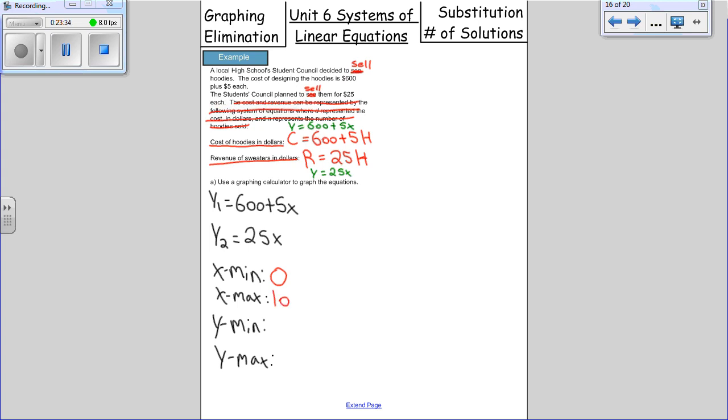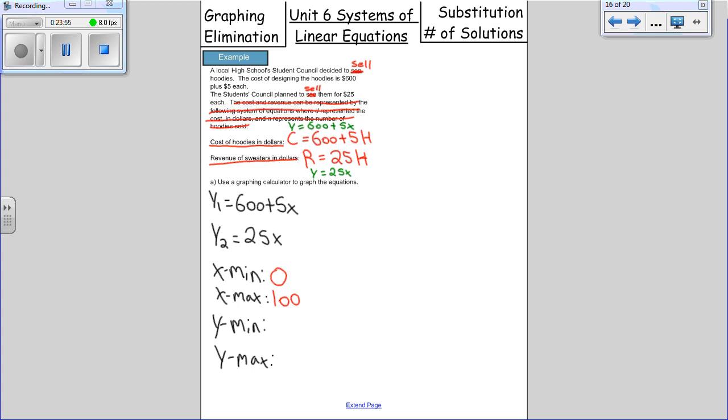Y minimum. Looking at your questions, Y was cost and Y was revenue. So what's the minimum amount of, say, revenue you could get? 0. You sell no hoodies, you get no revenue. So Y minimum of 0 makes sense.